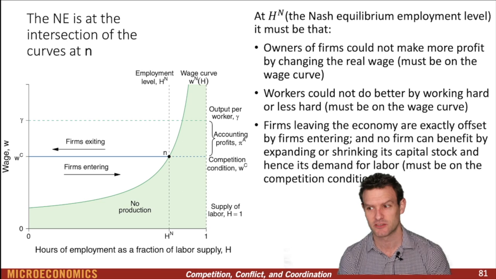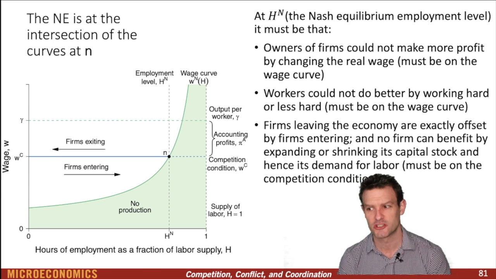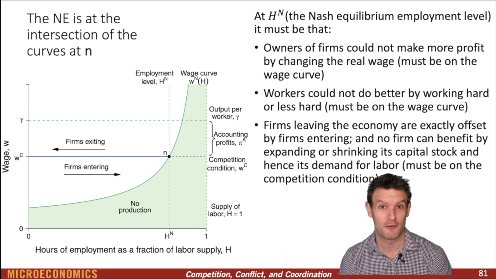Owners of firms could not make more profit by changing the real wage. They must be on the wage curve. So they can't think about a way to try to offer more. If they offered more, what would happen? Their costs would be too high. And if their costs are too high, they'd have to exit. So they can't offer a higher wage than the wage that is on the intersection of the competition condition and the wage curve.